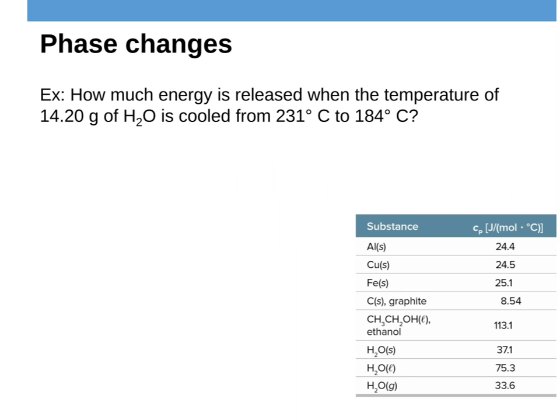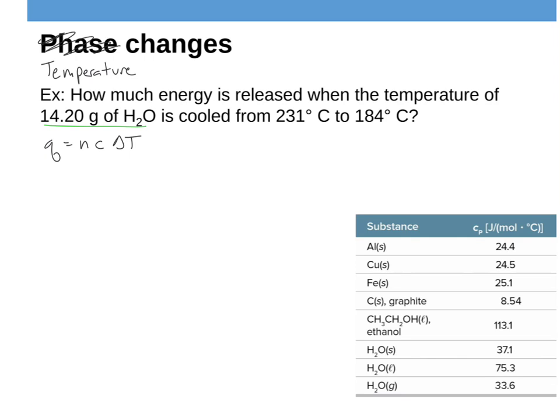How about this one? Again, not a phase change, just a temperature change. How much energy is released when the temperature of 14.20 grams of water is cooled from 231 degrees Celsius to 198 degrees Celsius? So I'm going to use my same equation, where Q equals the number of moles times the specific heat times the change in temperature. And I have to do some of the same processes that I had before.